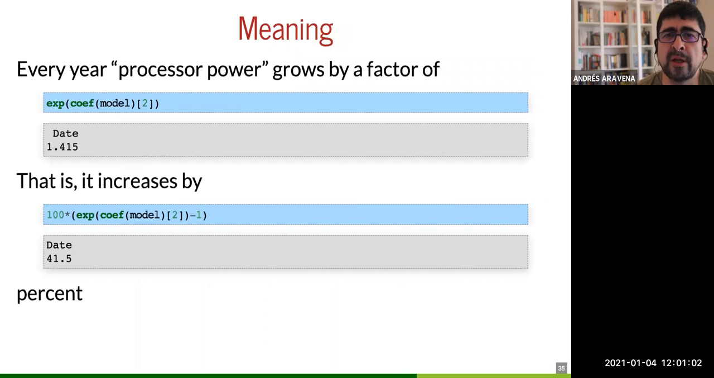Just a comment I want to make, because this is a typical problem when people have to show the result. This coefficient that we calculated here, 1.45, is the number that we have to multiply by every time. But it's not the way that we say it. We normally multiply by 100, so you get 145, and then you say how much is the increase. So this number, 1.41, we say is 41.5% of increase every year.